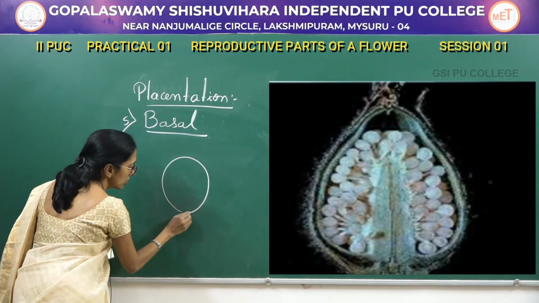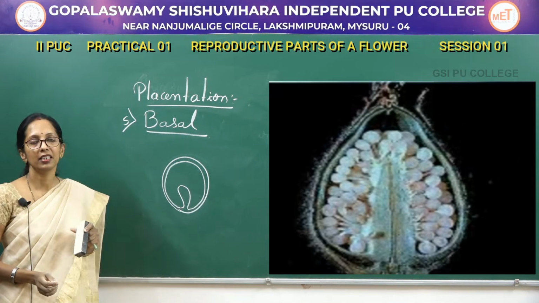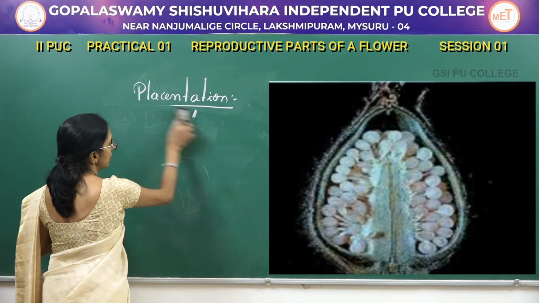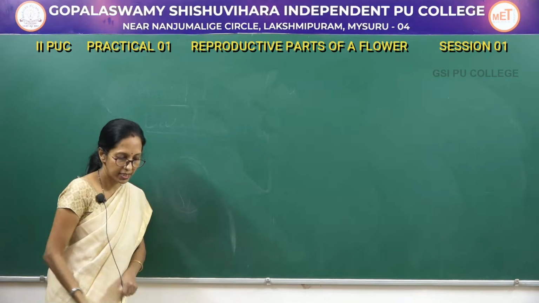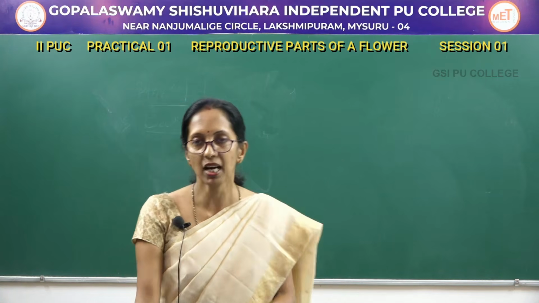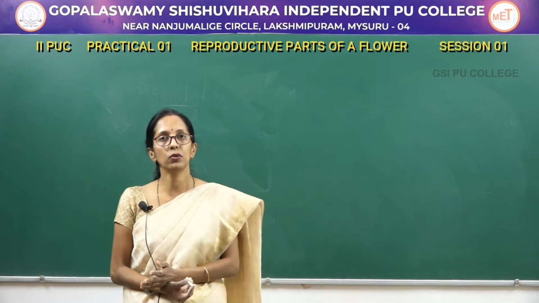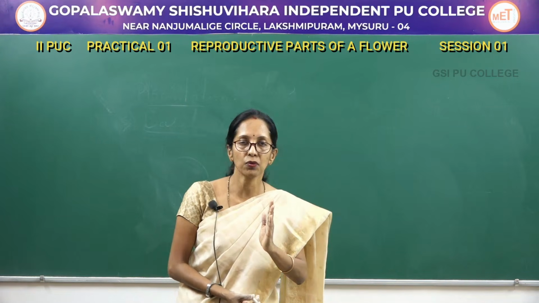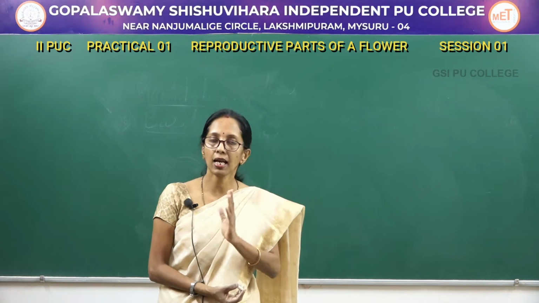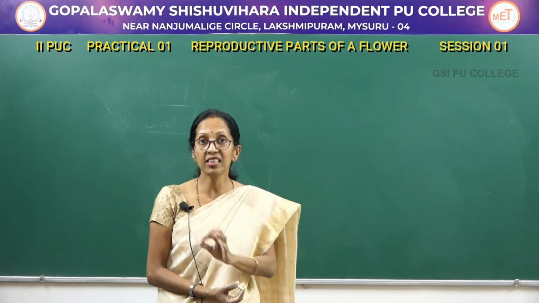Here a single ovule is present at the base of the ovary. Therefore, it is basal placentation. So, this is about placentation. What is meant by placentation? It is an arrangement of ovules inside the ovary. There are different types of placentation. The first one is marginal placentation, where ovules are attached to the ventral margin of the ovary. It is seen in pea. And the second one is axial placentation, where ovules are attached in the central axis with the septa.